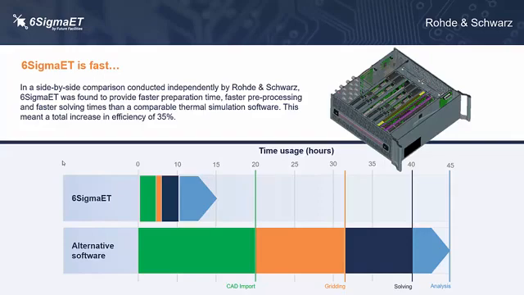In the remaining cases, they found that Six Sigma ET was significantly faster. So in the diagram you can see this is just one of the cases, but it took Six Sigma ET 15 hours to reach a solution, including CAD import, gridding, solving and analysing results, and it took the alternate software 45 hours. So you could have run 3 simulations with Six Sigma ET in the time it's taken to complete one with the alternate software.